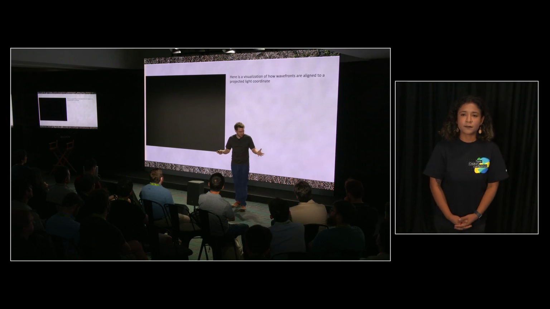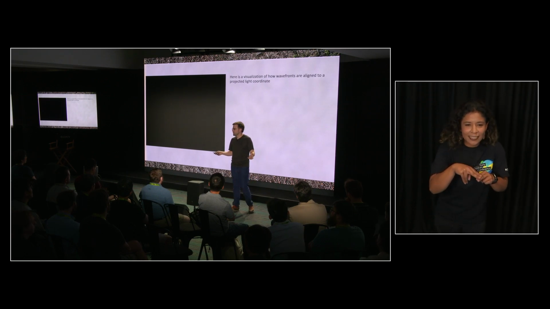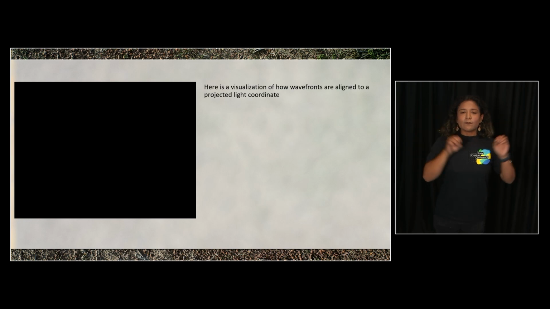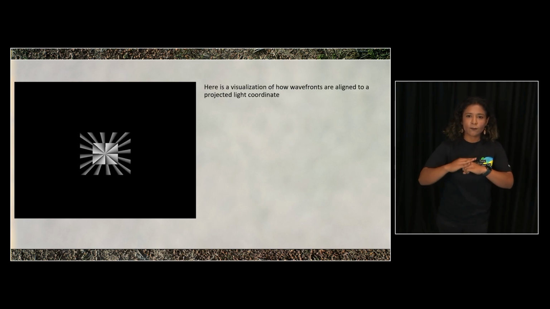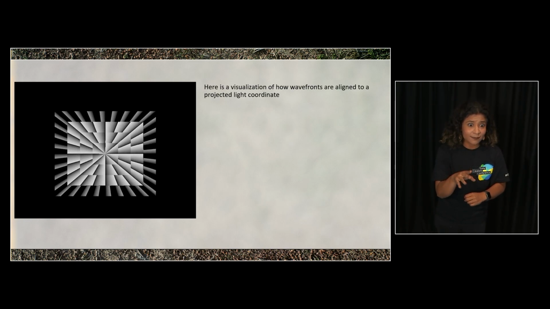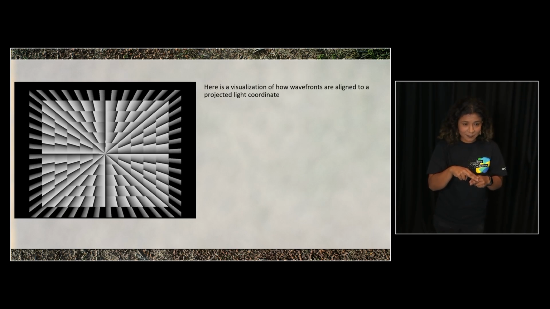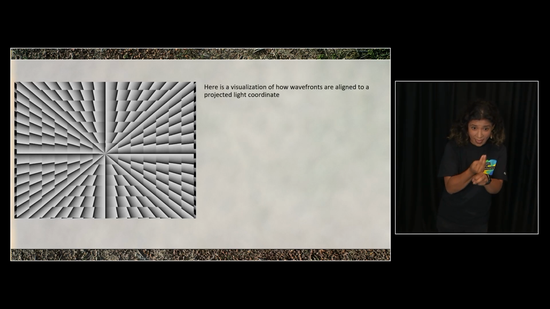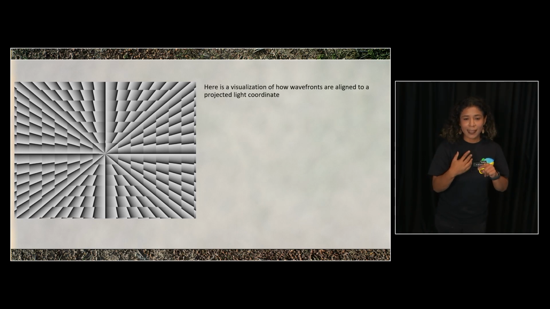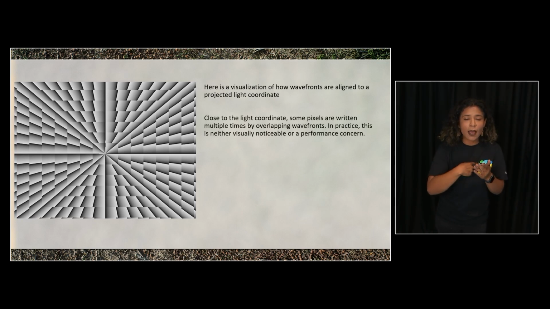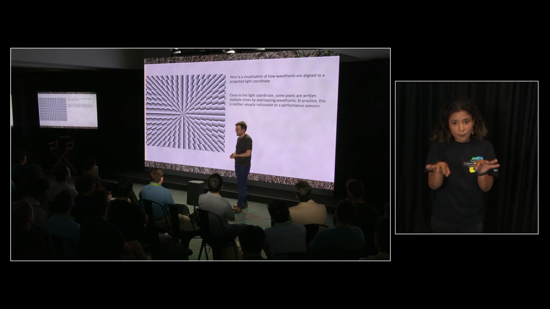So just for fun, this is how we visualize the projection of wavefronts towards a light. And as you can see, it's quite a fun thing. Actually doing this mathematically is a bit of a pain, so I'm not going to go over this. But you might notice there was a tiny amount of flickering in the center because there are some values that are being written multiple times.